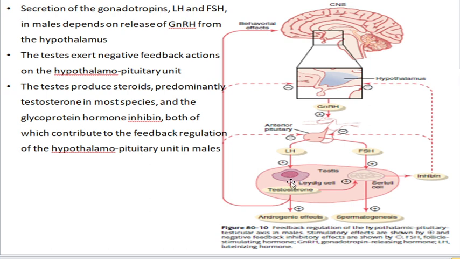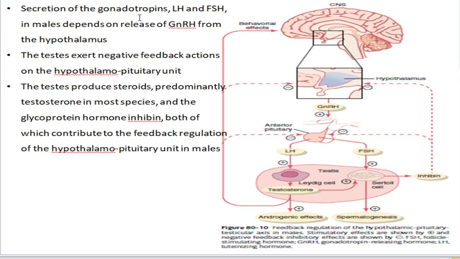Okay, so once LH stimulates the Leydig cells, they will secrete testosterone, which has an androgenic effect, whereas FSH will stimulate the Sertoli cells, which will produce another hormone called inhibin. Okay, so this inhibin inhibits the anterior pituitary, so ultimately LH and FSH production will be stopped. It also inhibits the hypothalamus from producing gonadotropin-releasing hormone. In other words, testosterone also has a negative effect on the anterior pituitary to stop the production of LH, as well as stopping the action of gonadotropin-releasing hormone.